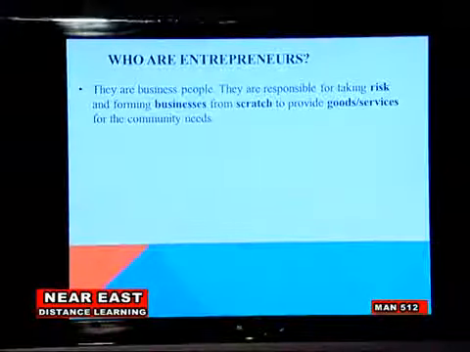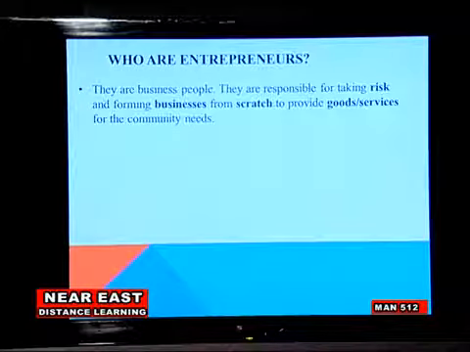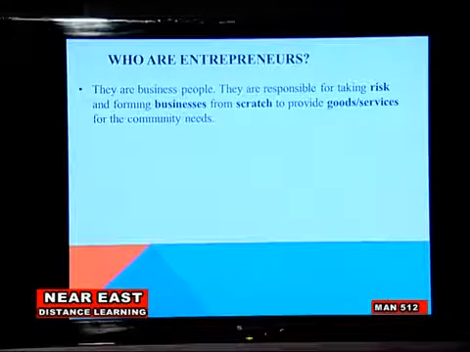So these are the things coming into the mind when we talk about intellectual property and when the things are on the internet. So innovations are started by entrepreneurs. So who are entrepreneurs then? They are business people. The main idea behind it is to make profit, and they are responsible for taking risk and forming a business normally from scratch to provide goods and services for the community needs. So they aim to provide goods which will be demanded, which will be needed for the community.